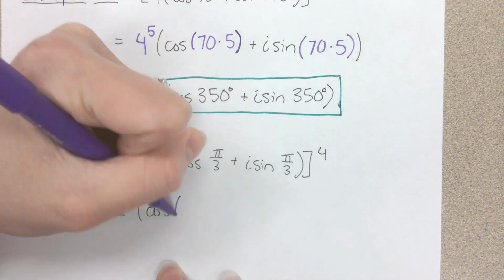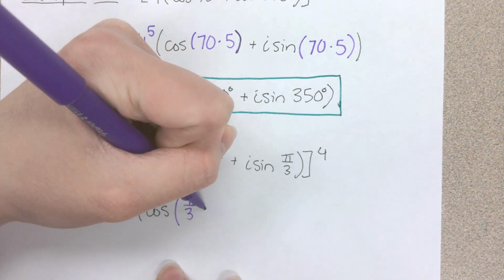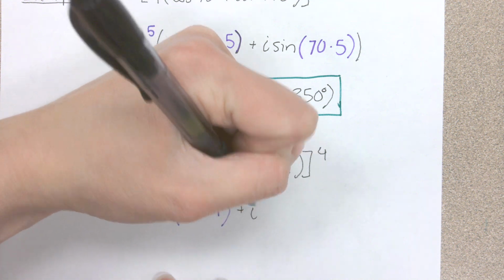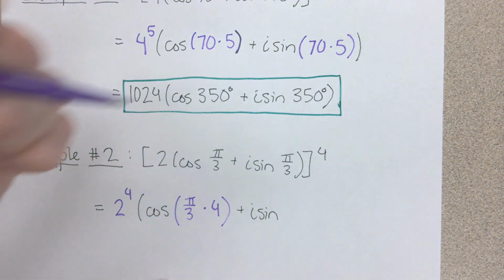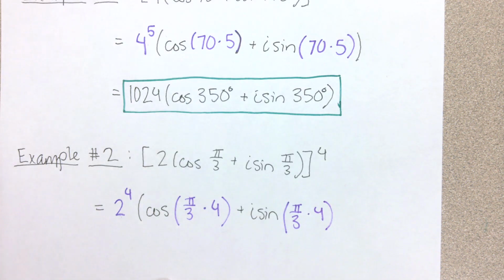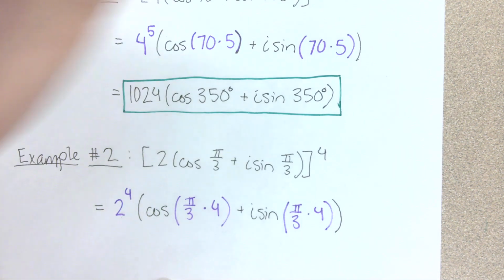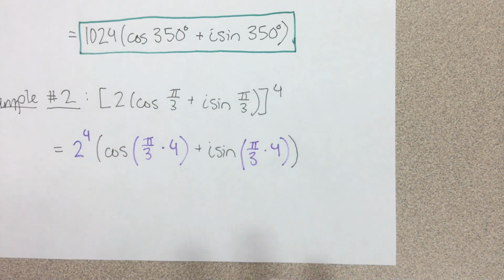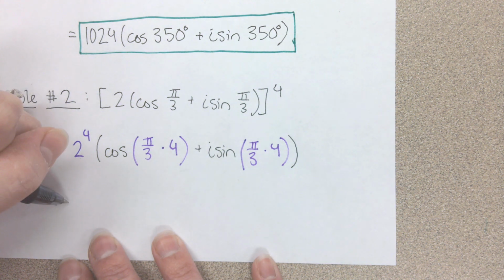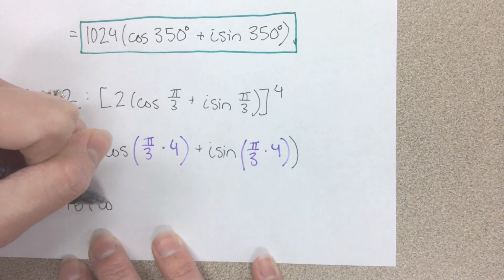Cosine of pi over 3 times 4 plus i sine of pi over 3 times 4. Two to the 4th, that's 16. Cosine.